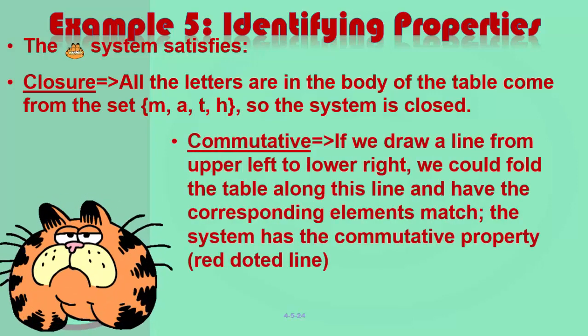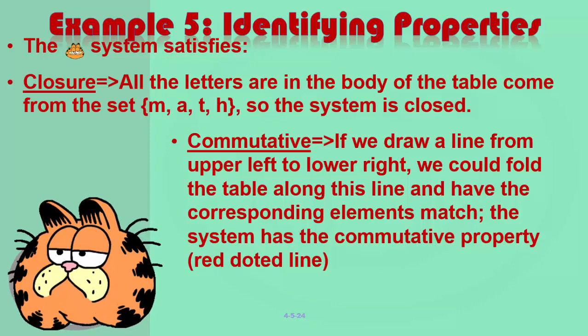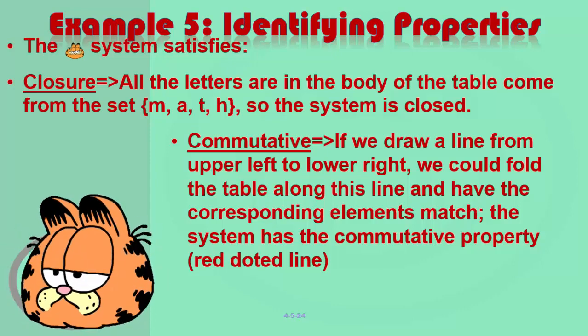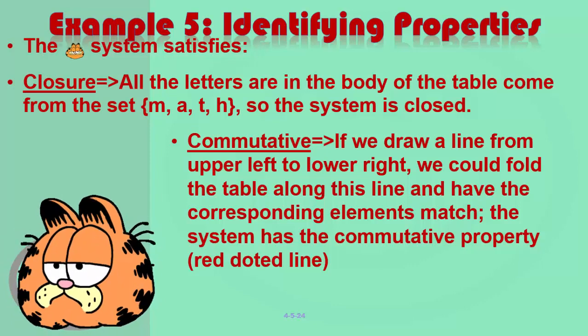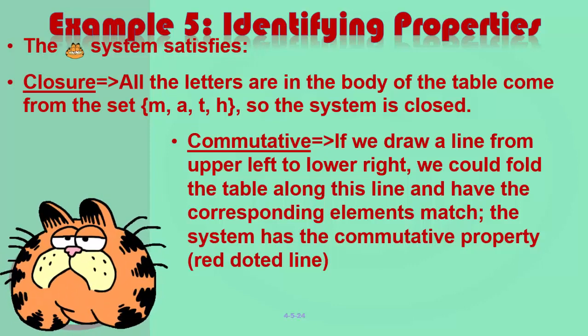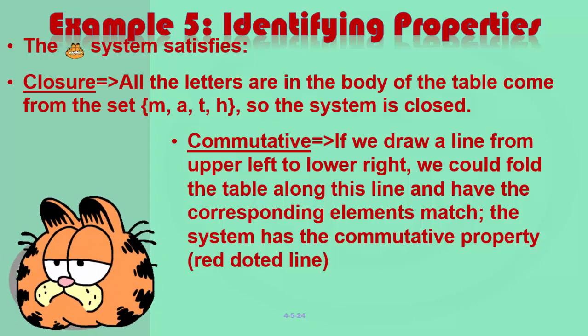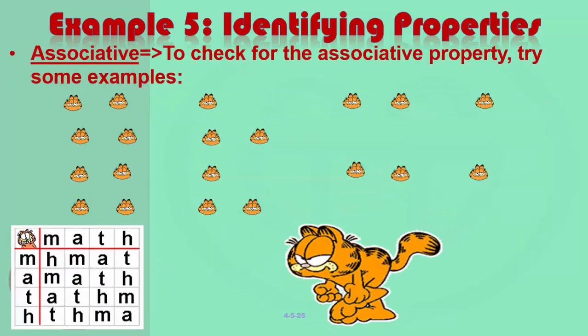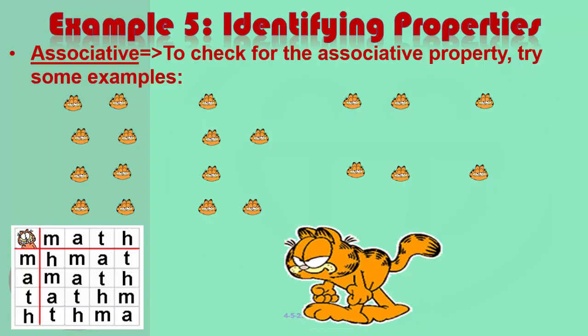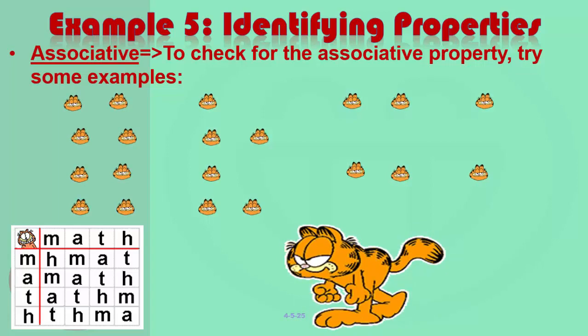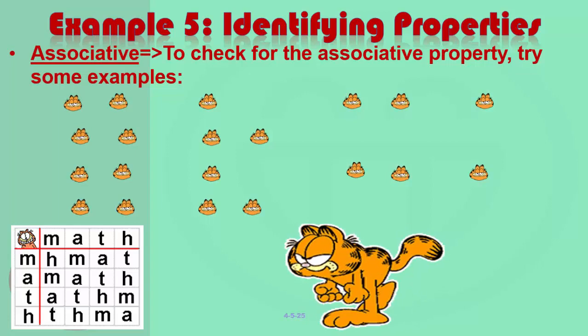Commutativity implies that if we draw a line from the upper left to the lower right, we can fold the table along this line and have corresponding elements match. The system has the commutative property. For associativity, we have to try some examples to see if associativity holds, at least in those examples.